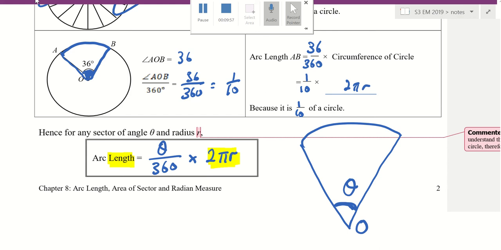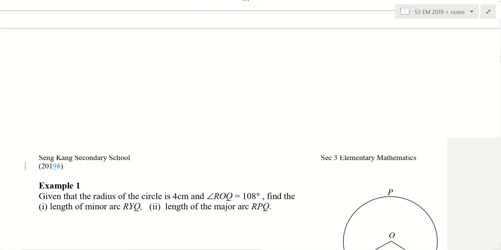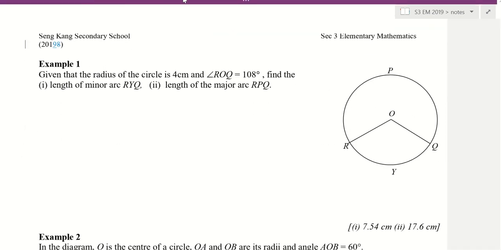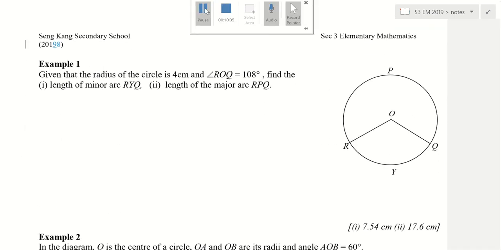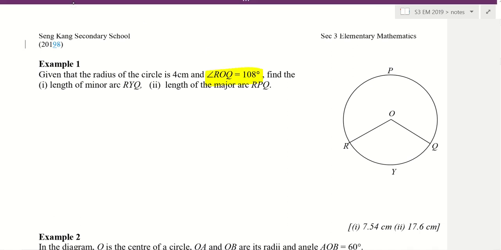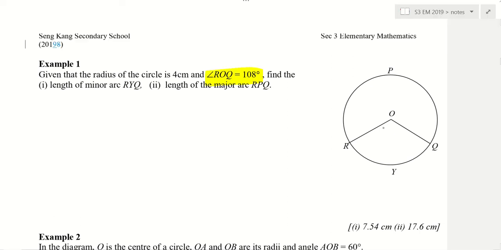Can you look at example 1? Can I safely say that I don't even need to go through it? Can you try now? If this is 108, it means that this is 108. If I want to find the arc length, I must use 108. So this is 108 over 360 times 2 pi. My radius is 4.